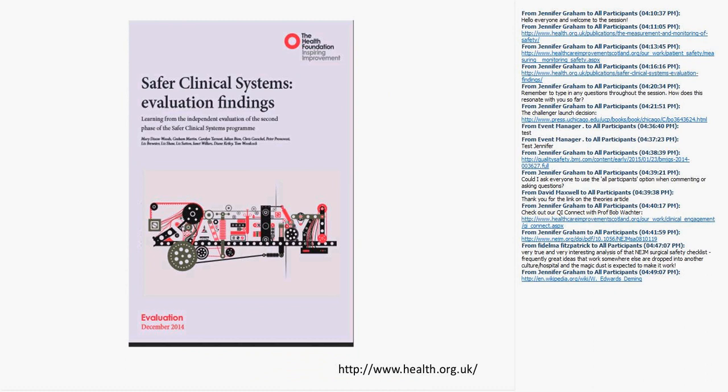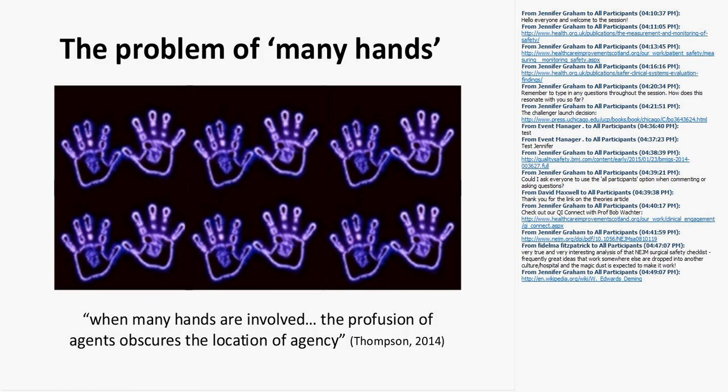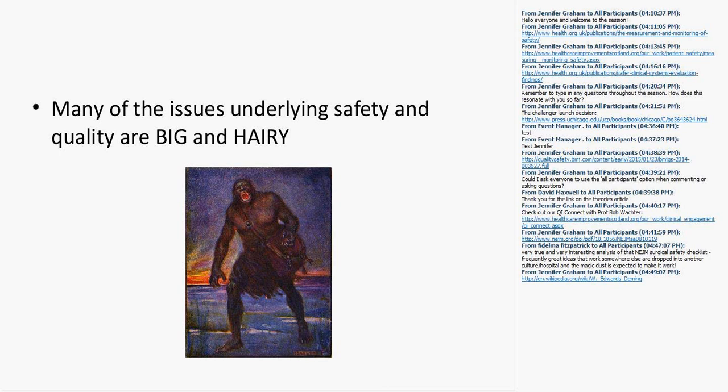So on the Safer Clinical Systems Programme evaluation, this was one of our findings, that very often there's a problem with locating where it is possible to coordinate action on a particular safety problem in order to solve it. And this is a problem Dennis Thompson, the political philosopher, calls the problem of many hands. What he's saying is when you have many hands involved, the profusion of agents obscures location of agency.